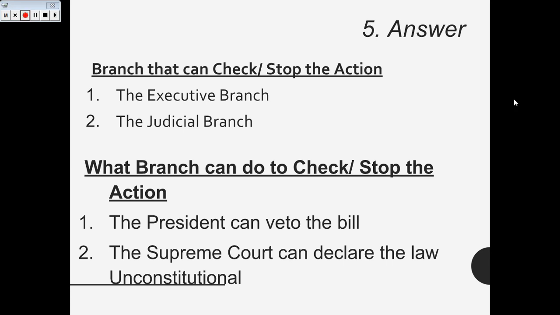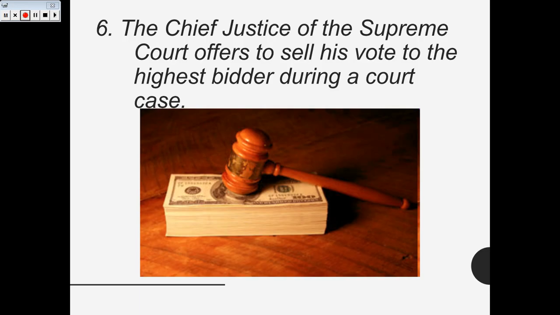All right, last one here. This is going to be the following scenario. The Chief Justice of the Supreme Court offers to sell his vote to the highest bidder during a court case. So what do you guys think? Who could check this action? And then what could they do?